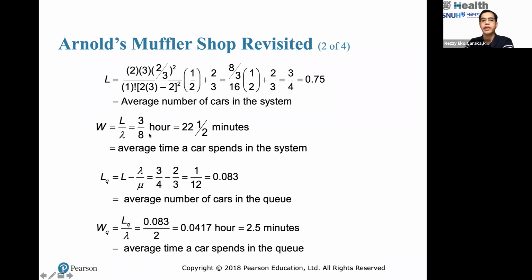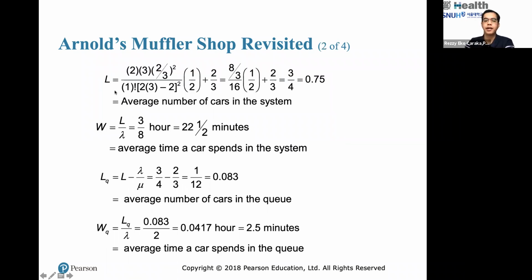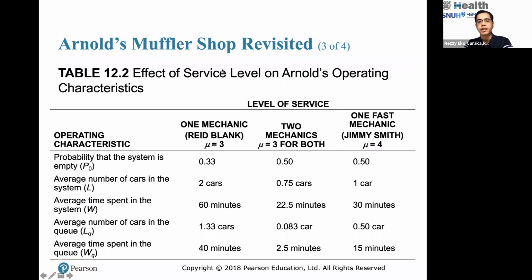Once we are using the queueing formulas, we have to calculate the P0 first. Then we calculate the L, W, LQ, and WQ. So once you are using the M/M/1, M/M/2, M/M/M, we can calculate that information. Here is our information for the level of service. We have three variables: first, one mechanic, two mechanics, and the last one is about the one fast mechanic. So here we have the P0, L, W, LQ, and WQ. We already calculated that.